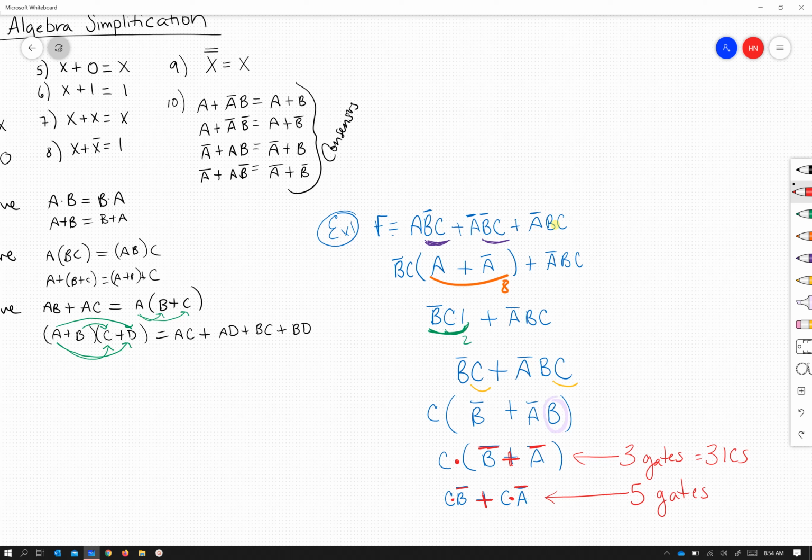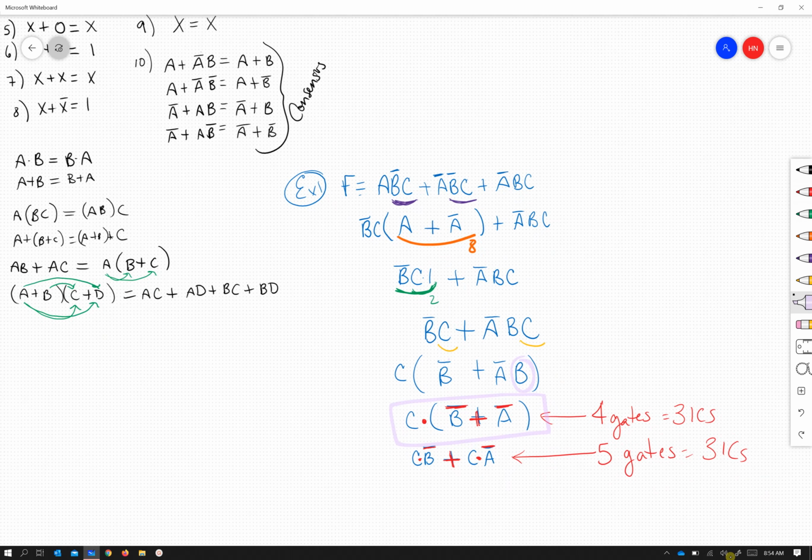Wait, I didn't count right. It's 1, 2, 3, 4 gates. The top one is 4 gates, but it's still 3 ICs. So 4 gates, 3 ICs, and the bottom one is 5 gates, but it's still 3 ICs. But either way, if you have the same number of chips, but one of them uses fewer gates, that means it's going to use fewer wires. So actually, I would probably choose this as the most simplified equation.